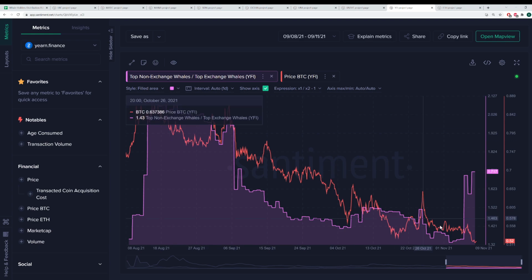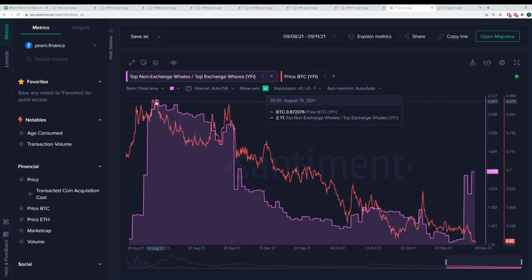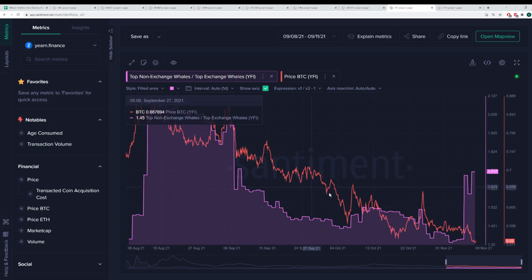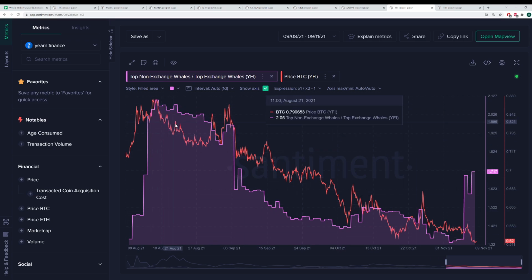And look at the alpha that's been going on with the top non-exchange whale ratio to top exchange whale ratio, or I should say top non-exchange divided by top exchange whale. I don't know why that's such a mouthful for me, but it's been declining for a long period of time, and the price has declined along with it. Look at how here at the beginning of this 3-month stretch, it was really rising fast, as the price was too. And that's not a coincidence at all. So there is some nice leading indication with this ratio.